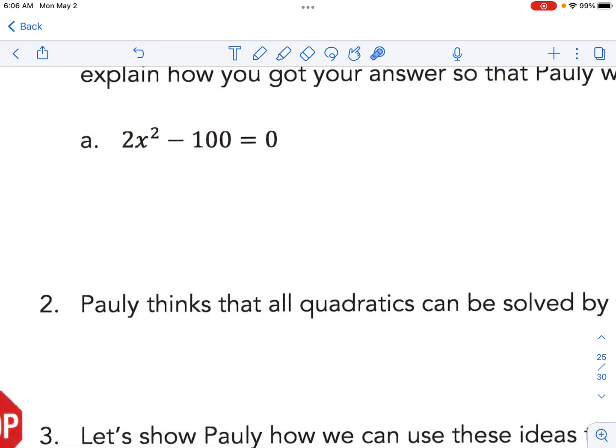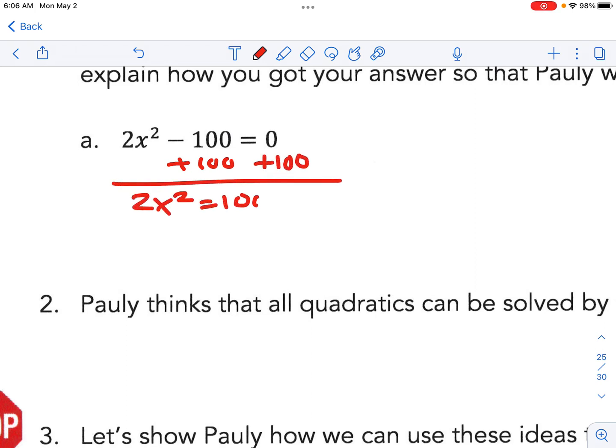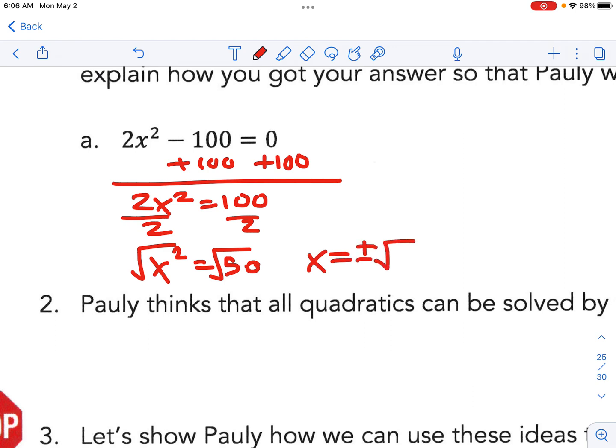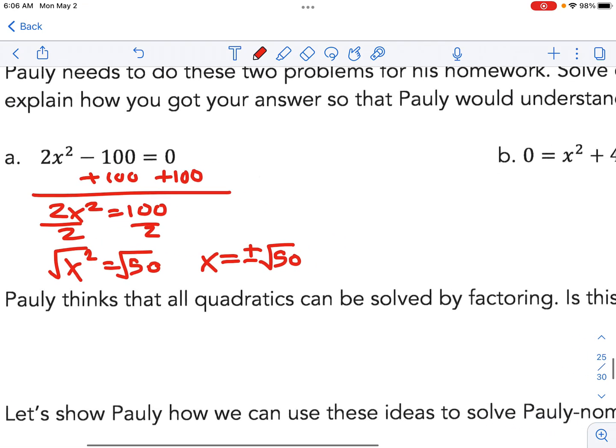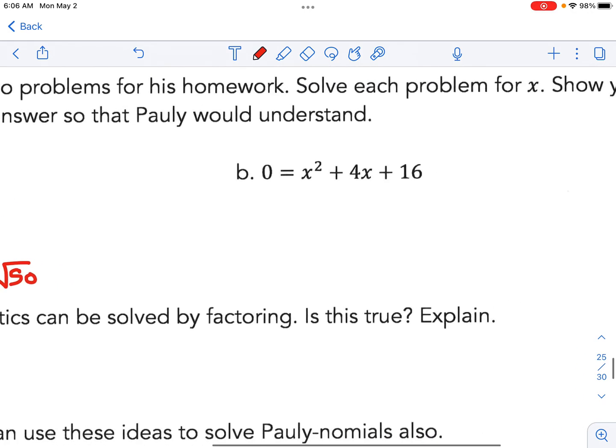So for instance, in this expression here in A, we only have the variable listed in one location, so it's easy enough to isolate. We're just going to add 100 to both sides. And we're going to get 2x squared equals 100. Then we're going to divide by 2. We're going to get x squared equals 50, and then we square root to get rid of the power. So we have x equals plus or minus the square root of 50, which we could simplify if we wanted to. And those are the 2 solutions that work for that quadratic.